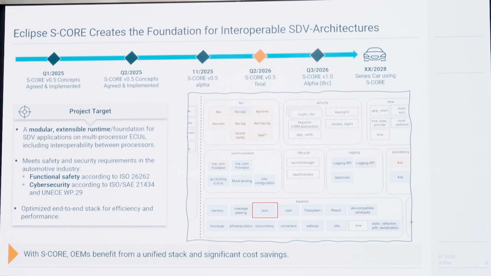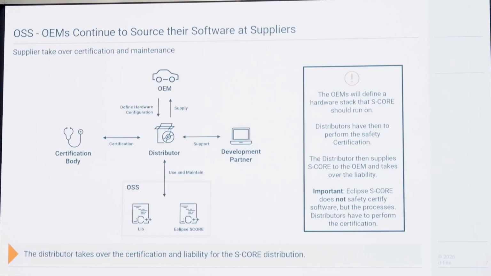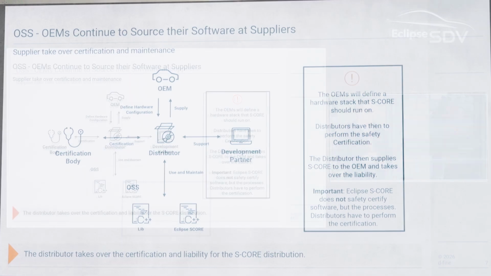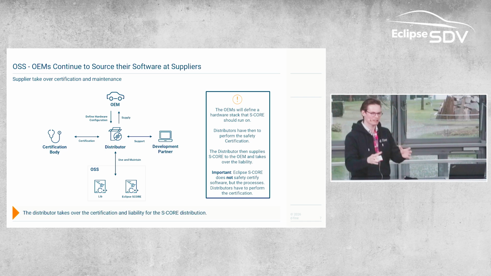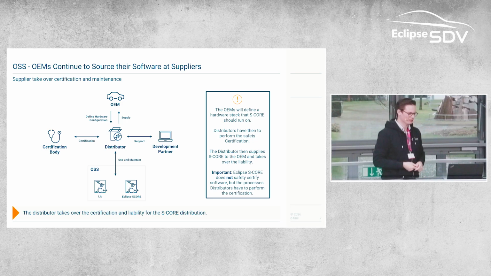But before that, I want to talk about 2 misassumptions. The first misassumption I hear a lot about Eclipse S-CORE is the code is not safety certified within this project. It is ready to be certified. The processes are certified, but the code itself is not.